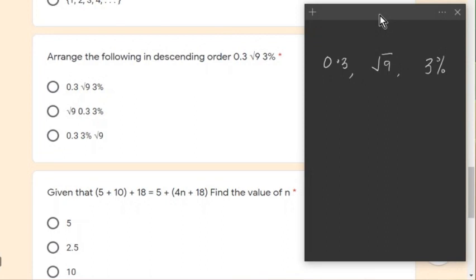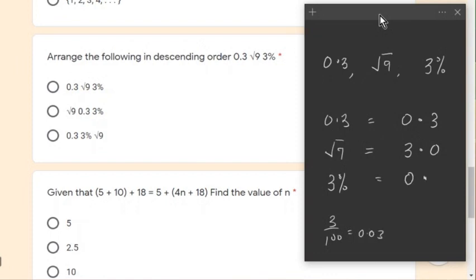The first one here is 0.3. So I'm going to maintain it. It's 0.3. And then the square root of 9 is the same as 3, so that would be 3.0. And then 3% is equal to 3 over 100, and that'll give me 0.03. So checking from left to right, I'll notice that the biggest number is the square root of 9, followed by 0.3, that's the next biggest number, and the smallest number is the 3%.